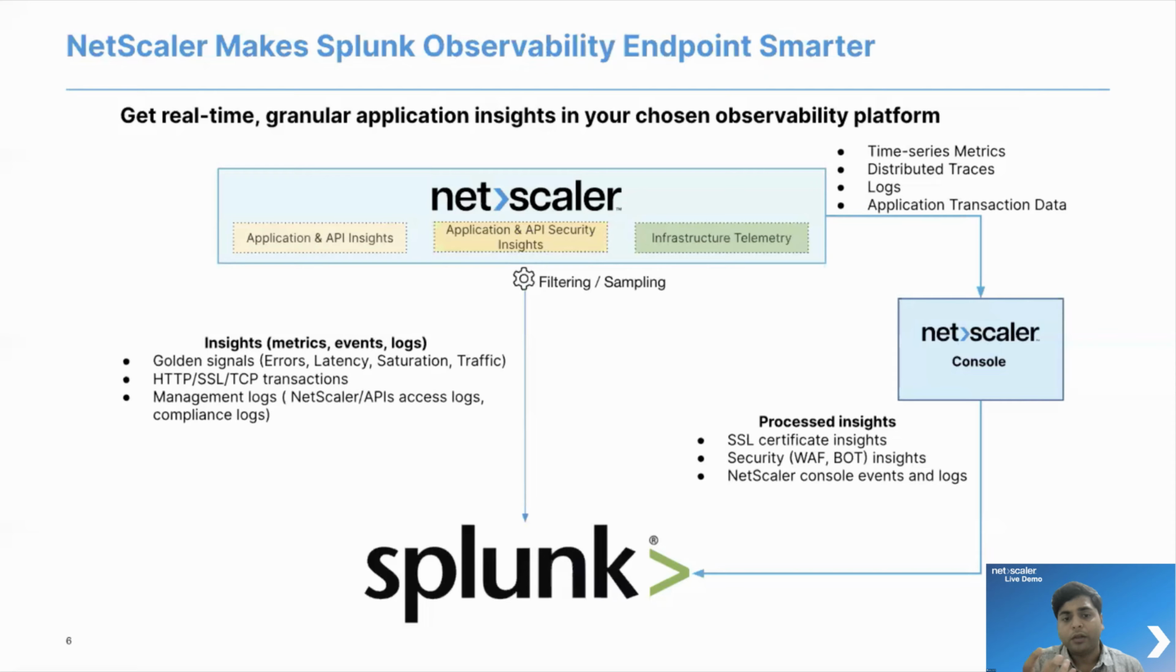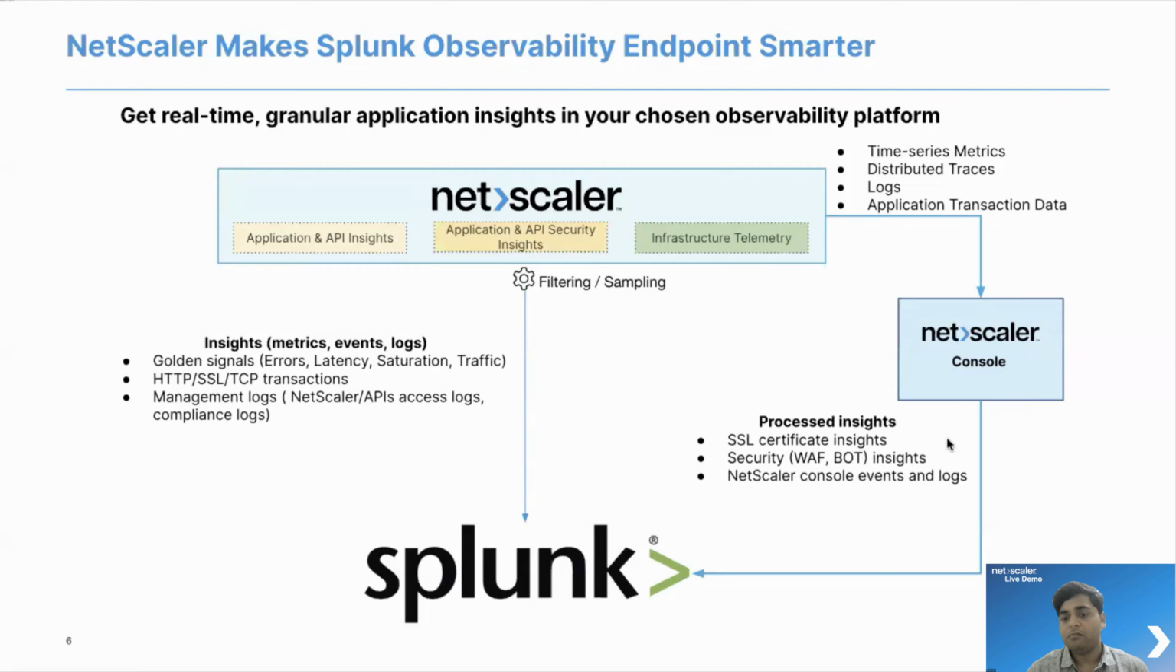For example, you want to track how many different NetScalers have been accessed by which clients. Is there legitimate access happening or not? The API calls which are happening to NetScaler, how frequent are those? Are there any errors while accessing those API calls? Or some security compliance logs. Let's say who has accessed the NetScaler, how many times, from which location, and so forth. So these are the management log category. All this data which is with NetScaler can be exported from the NetScaler directly to the Splunk.